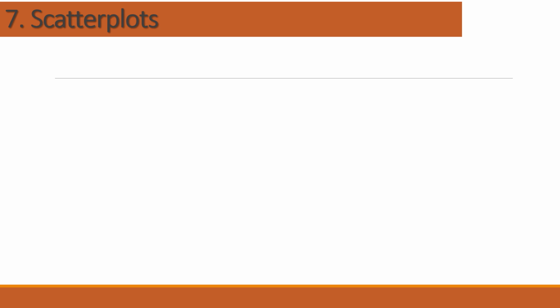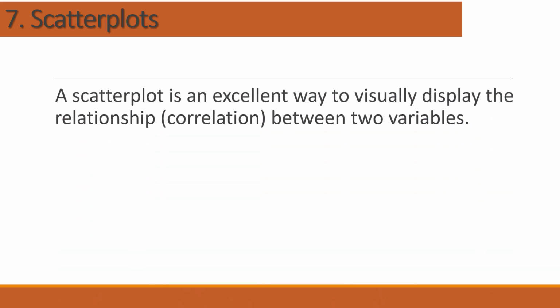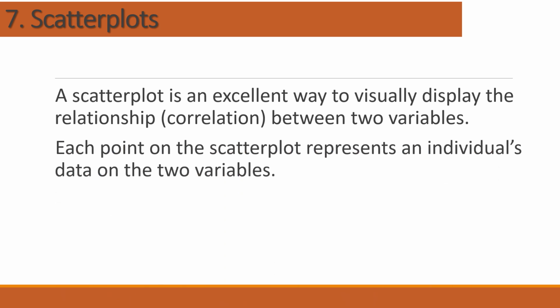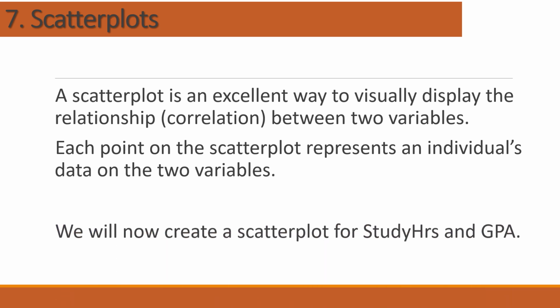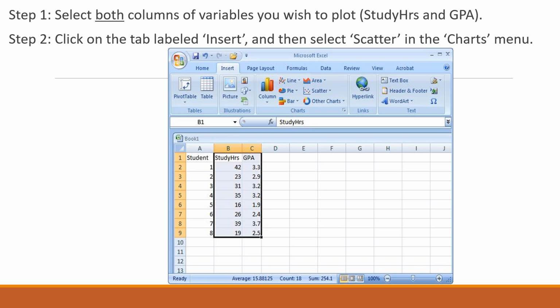Now, another way to display visually the correlation between our variables is to use a scatterplot. Scatterplot is an excellent way to visually display the relationship between two variables. Each point on the scatterplot represents an individual's data on the two variables. So now let us create a scatterplot for study hours and GPA. The first step is that we select both columns of the variables we wish to plot, that is study hours and GPA. Then we click on the insert tab.